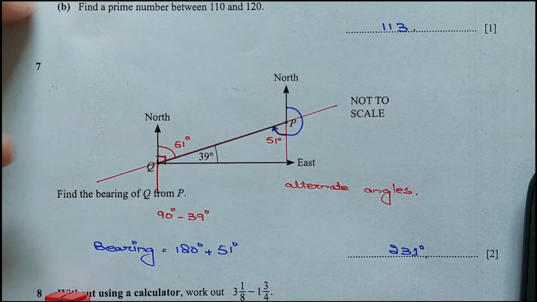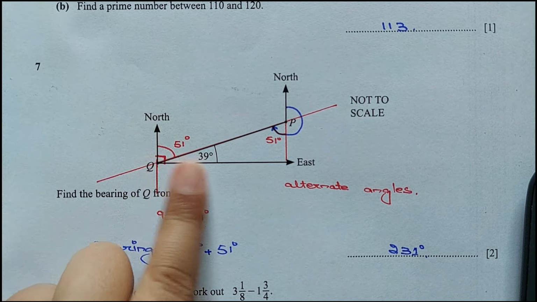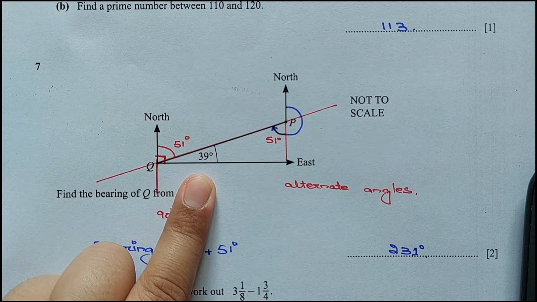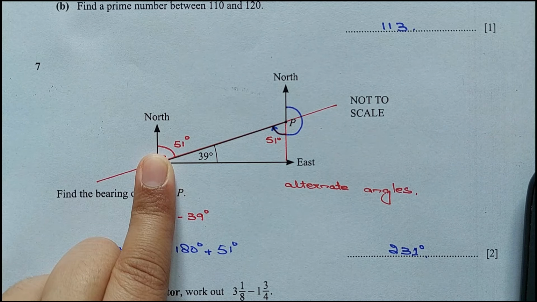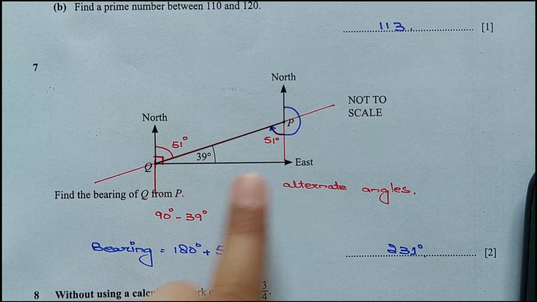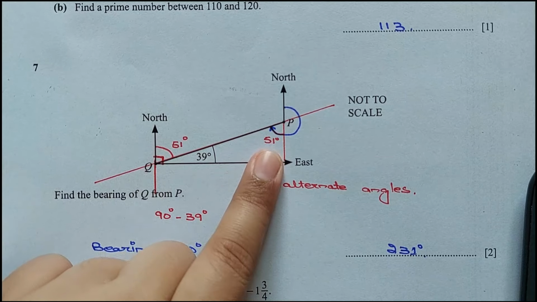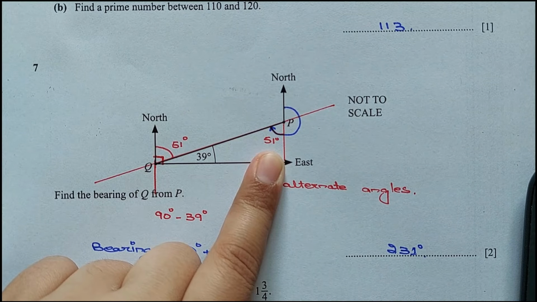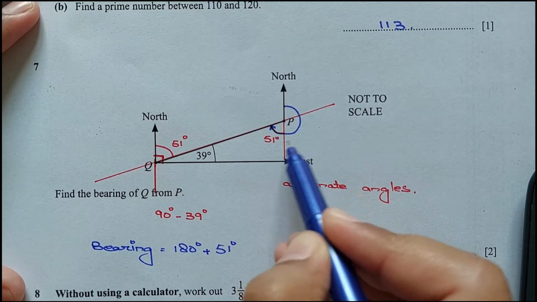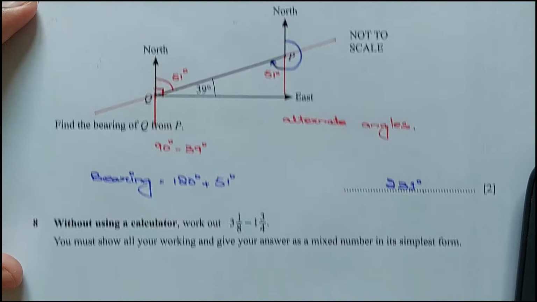Okay, so let me explain one more time. The first thing is the north is perpendicular to the east, so it is 90 degrees. So if this angle is 39, this angle is going to be 51. 90 minus 39 is 51. So if I extend the straight line and the two parallel lines and use the concept of alternate angles, this angle is 51 and the alternate angle is also 51 because they're equal. And the bearing we have to calculate, the straight line is equal to 90, and add to this angle, which is 51. So we will get the bearing.